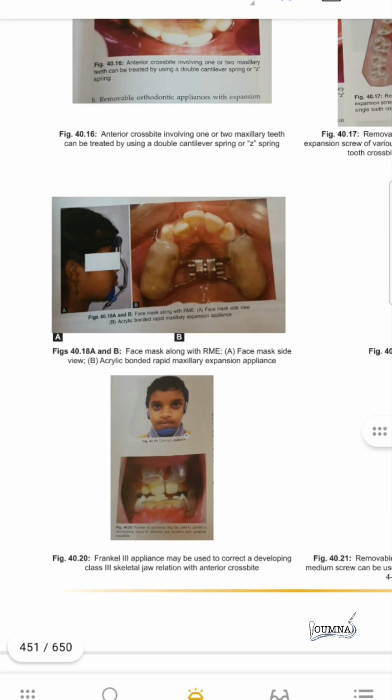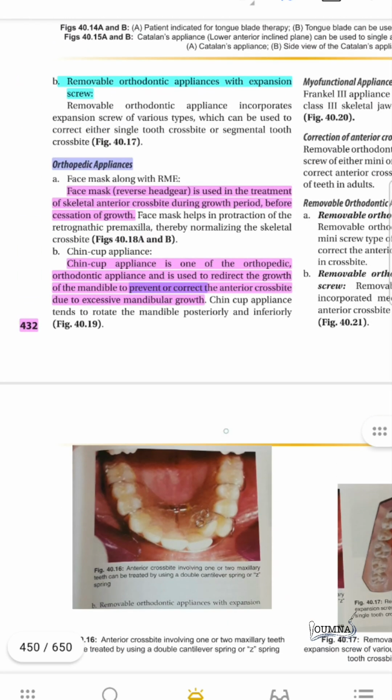Orthopedic appliances like the face mask can be used to enhance the growth of the maxilla and treat the anterior crossbite by increasing the growth of the maxilla.